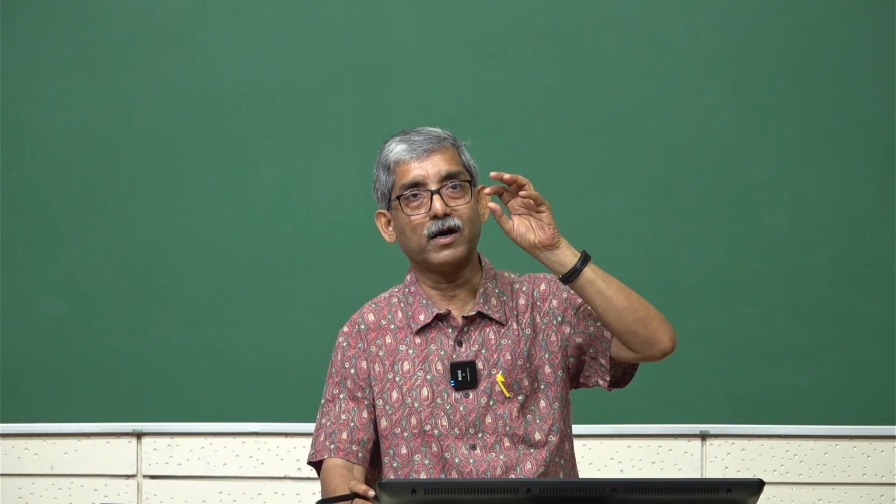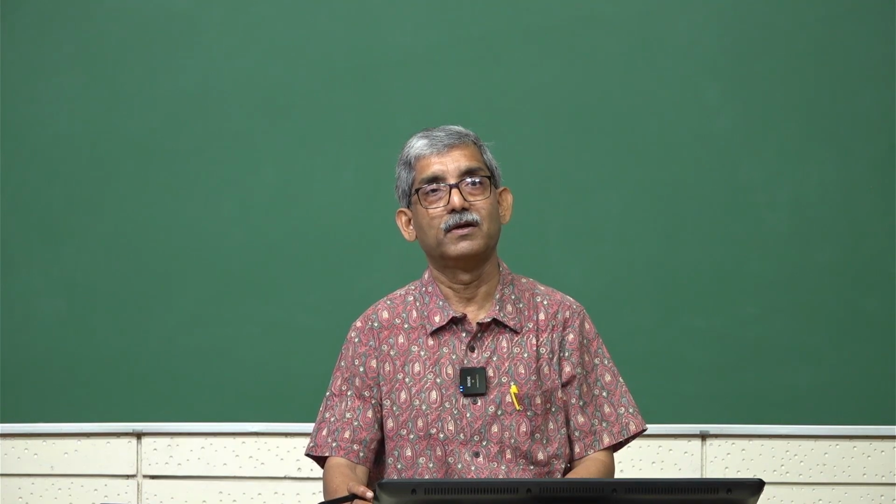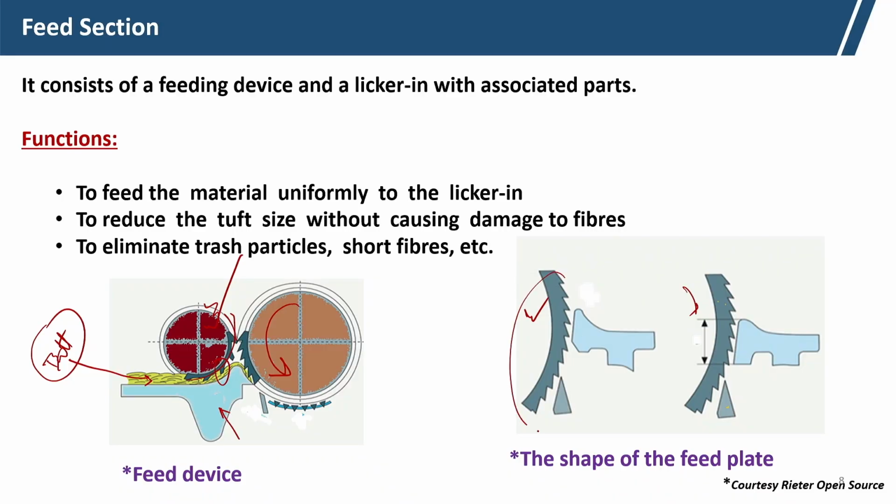In the blow room our tuft size is reduced, but further reduction to a very small tuft size is done at the Licerin portion, and to eliminate trash and short fibers there. In this feed section we also eliminate trash particles, but trash particles should not go to the carding zone, otherwise they will damage the cylinder wire points. So we try to remove as much trash as possible in the Licerin under-casing and Licerin grid zone.